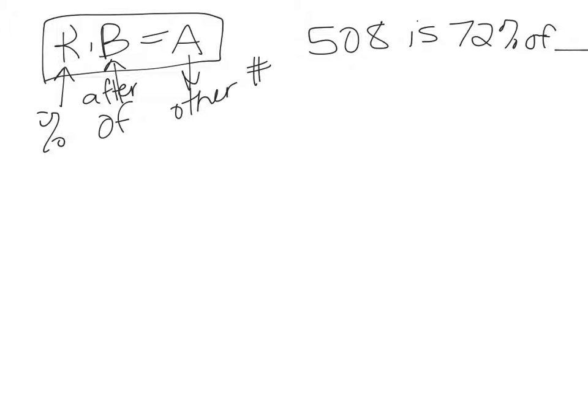I'm actually starting with what the software is teaching you, and then I'll show you my method. So in this case, 72%, that's my R. Whatever comes after the word of, that's my B. And the other letter is the A. So in this case, this is A equals R times B, okay?